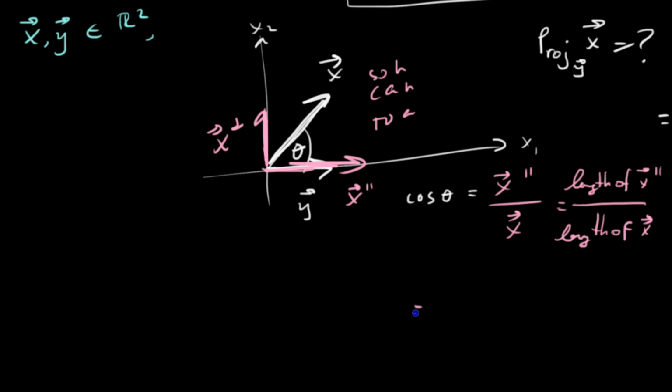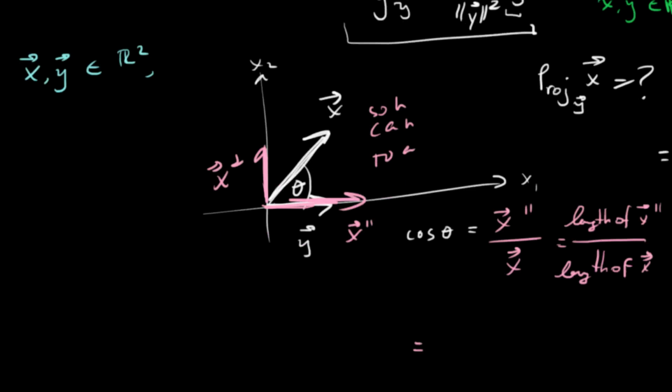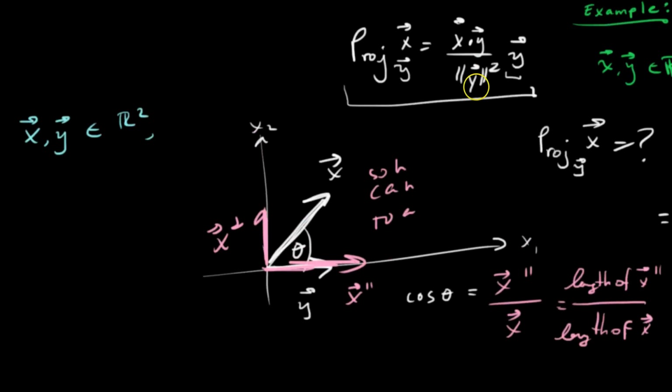So what's the length of x parallel? Well, let's go back. What's x parallel? x parallel is the projection of x on y. So it's going to be x dot y over the magnitude of y squared, times y.